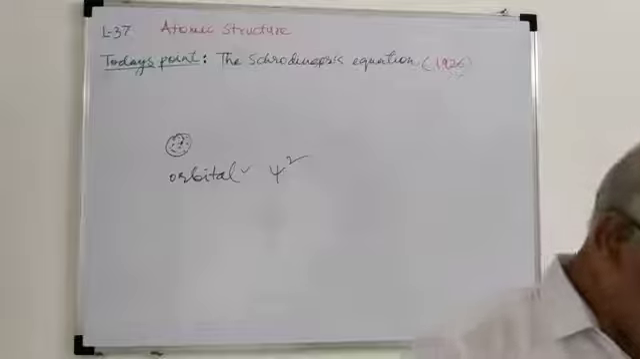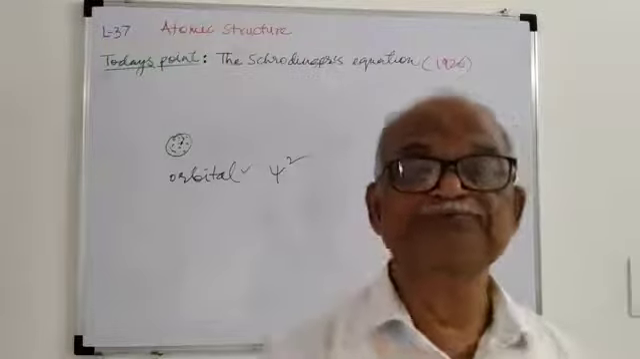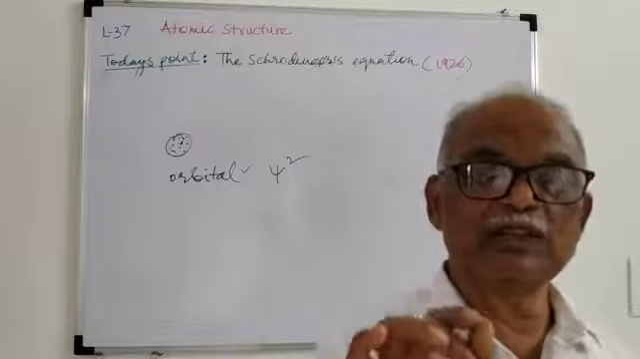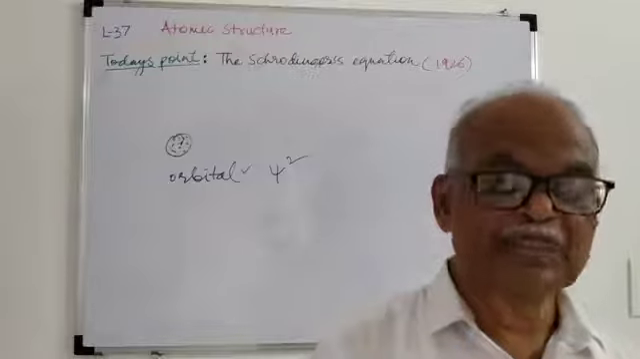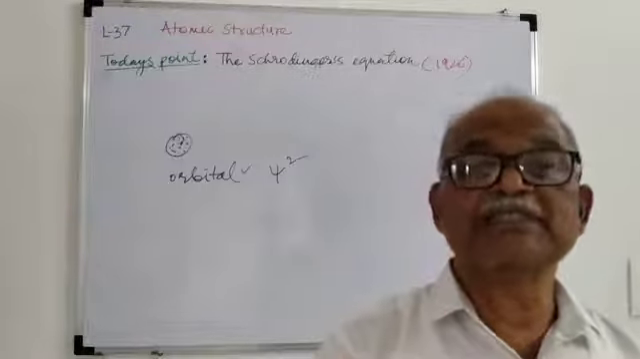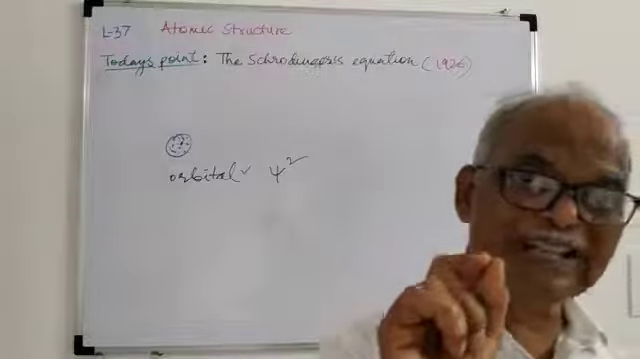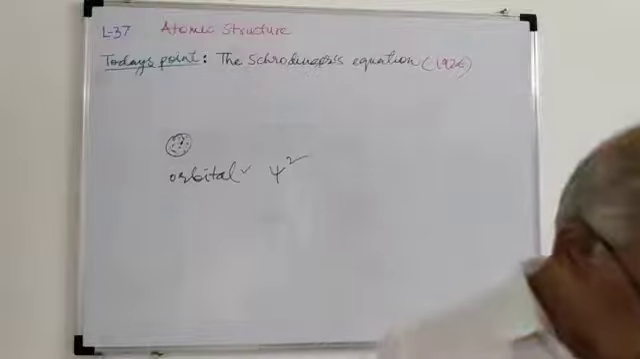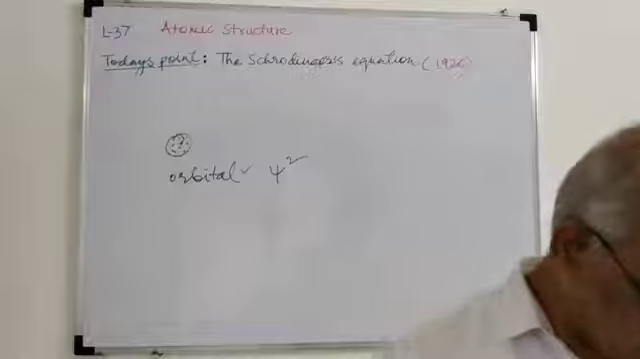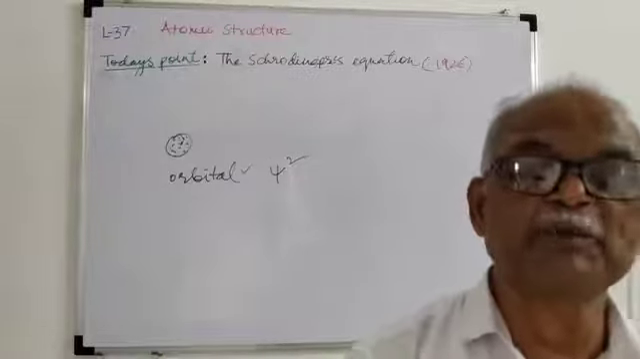The first condition is that the wave function psi must be single valued. It means for every electron there should be a single value of the wave function. One electron cannot have more than one different value of psi. There should be only one value of psi.